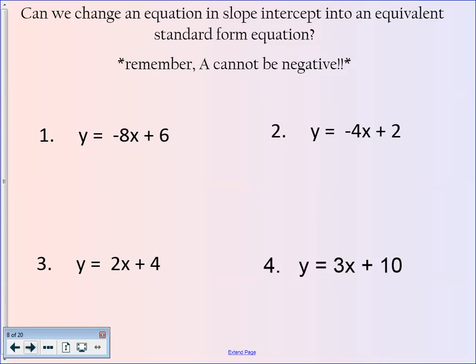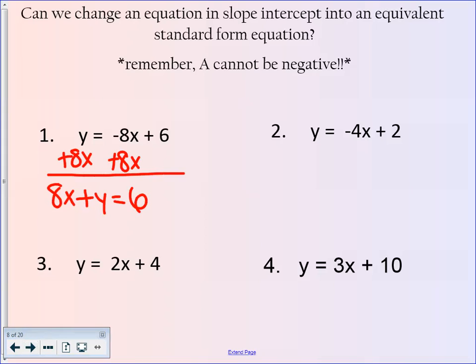For instance, I can be in slope-intercept, like these four equations, and I can change them from slope-intercept to standard. So if I'm looking at y equals negative 8x plus 6, that means I just need to move 8x to the other side by adding it. Remember, you cannot combine things that are not like terms. So if x and y are not like terms, I'm just going to write 8x plus y equals 6. x and y are on the same side, and the number next to my x is positive and a whole number, so I am in standard form.